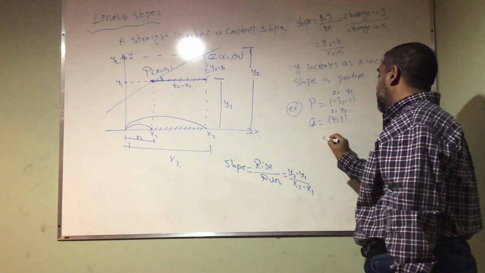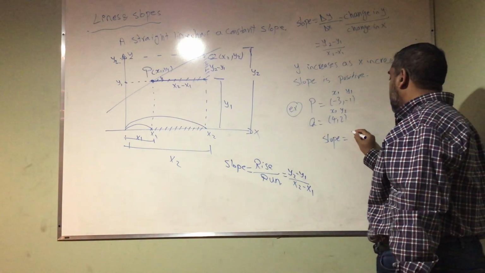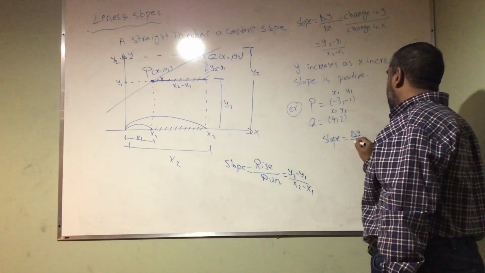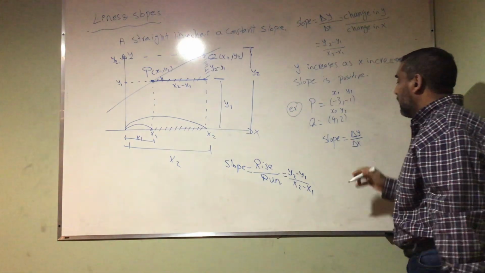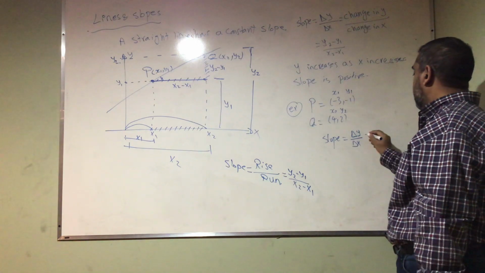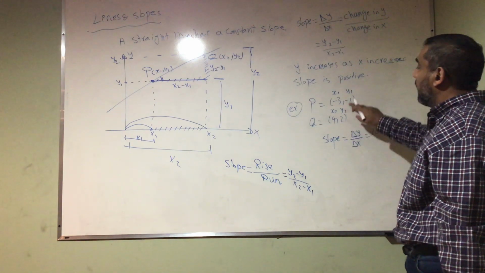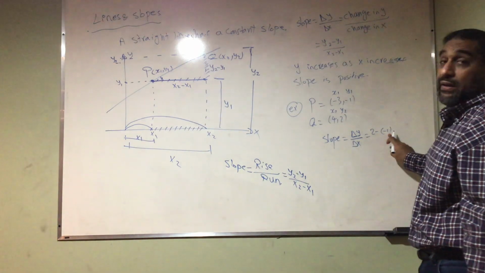So what is my slope here? I need to compute the slope. It will be the change in y divided by the change in x. So how does your y change? It will be 2, that's y2 here, minus y1. So your y2 here is 2, and your y1 here is minus 1.